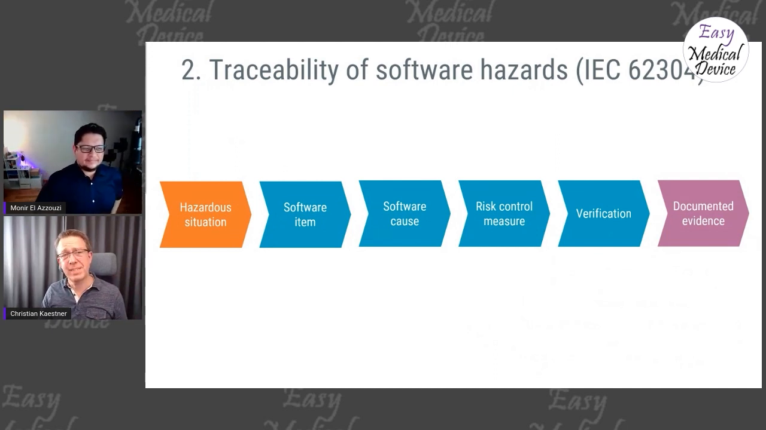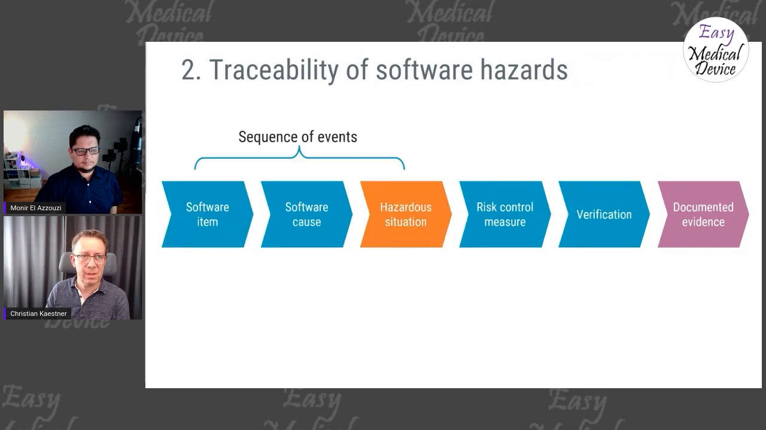In the normative text of IEC 62304, you have a requirement saying that, from your hazardous situations, you shall trace what software item can contribute to a hazardous situation and what software causes are applicable, and then define appropriate risk control measures, verify and document evidence. I used to swap the order because it makes more sense from a sequence of events perspective.